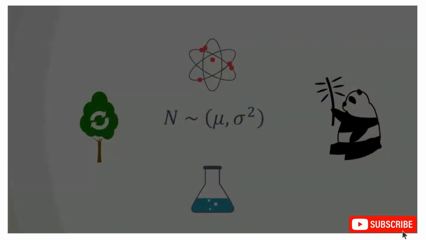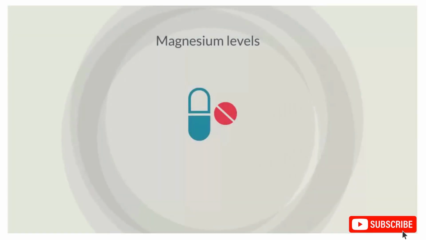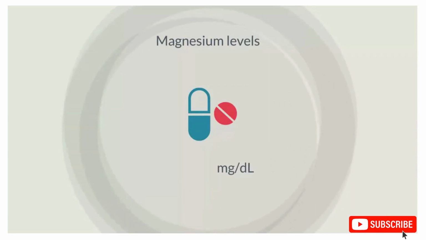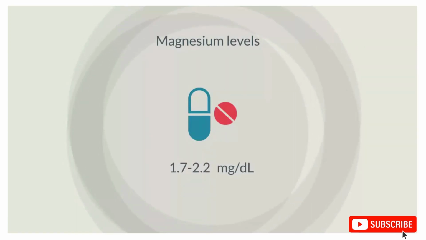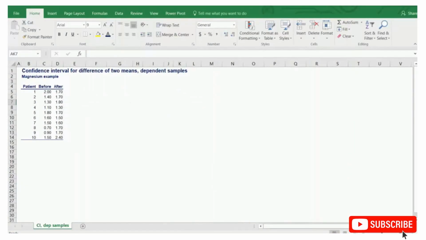Okay, back to the example. Whenever you take a blood test, the magnesium levels are stated in milligrams per deciliter, and a healthy person would usually have somewhere between 1.7 and 2.2 milligrams of magnesium per deciliter. Here is a table that contains the sample of 10 people and their levels of magnesium before and after taking the pill for some time.